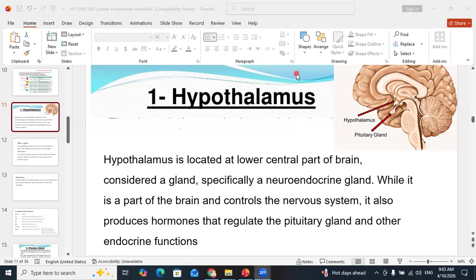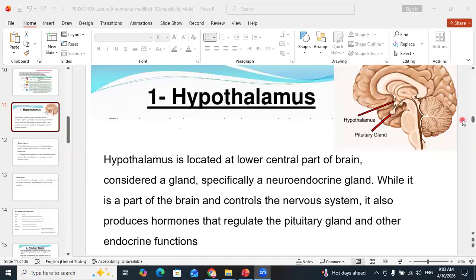Okay, now the hypothalamus. On the slide, we discussed the pituitary gland, but we did not discuss the hypothalamus. It is also a very important part, and it acts as a neuroendocrine gland. It is not only part of the nervous system, it also acts as an endocrine gland. And remember, an endocrine gland is the one which produces secretion. The secretions mix with the blood, and they are transported to all parts of the body.